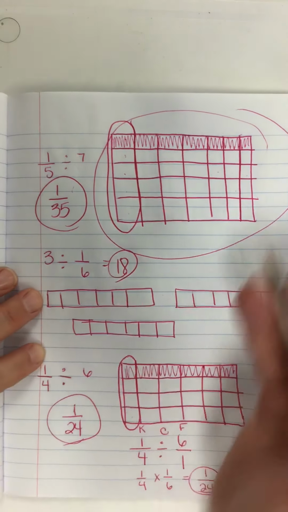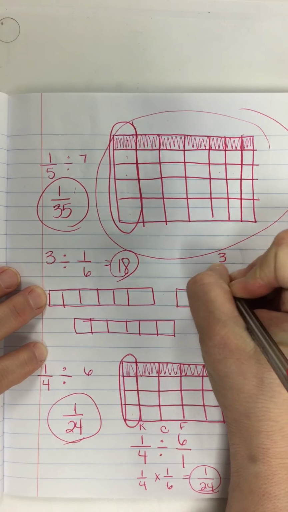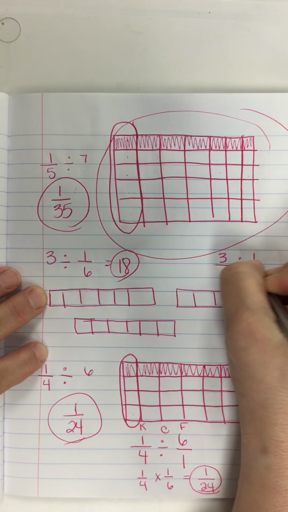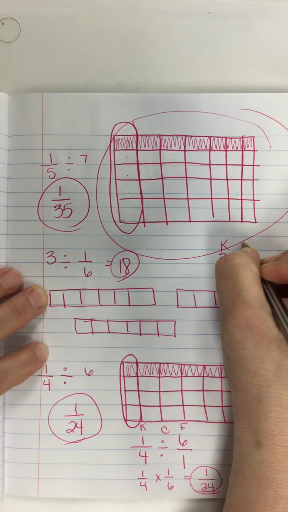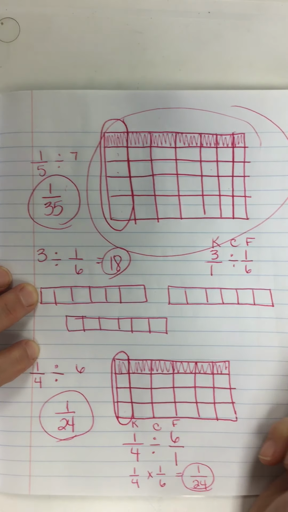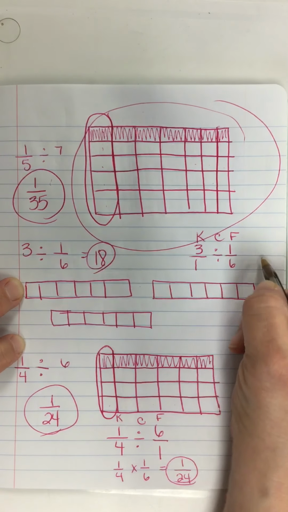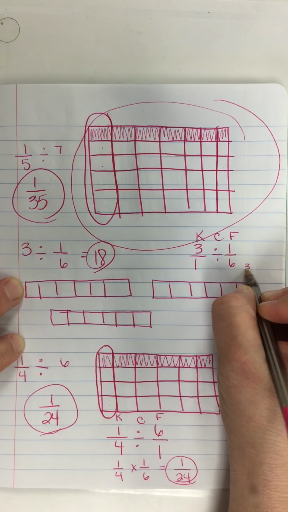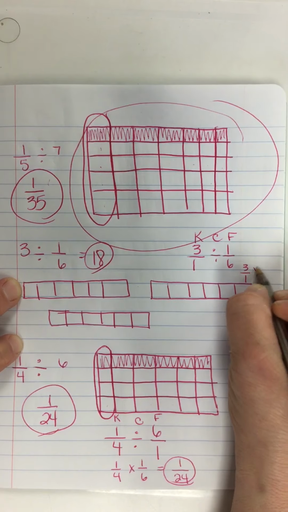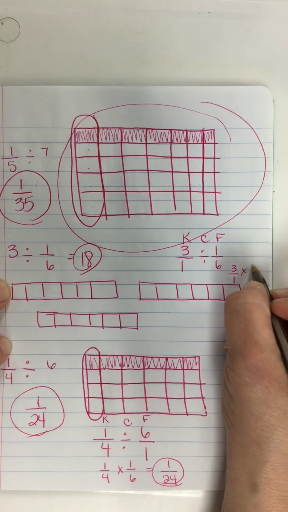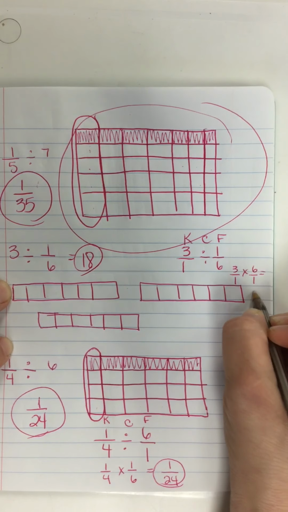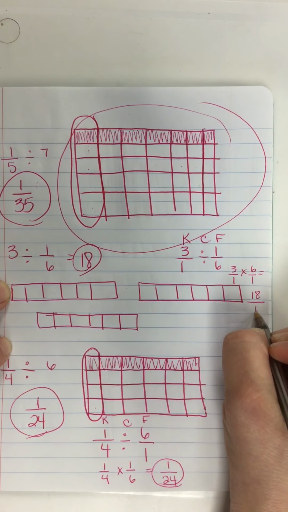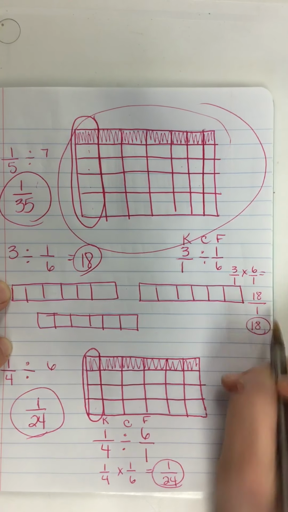3 divided by 1/6. 1 under the whole number. Keep it, change it, flip it. Okay, so that means 3 over 1 stays the same. Change the sign to multiplication. And then flip 1 over 6 to be 6 over 1. 6 times 3 is 18. 1 times 1 is 1. So your answer is 18.